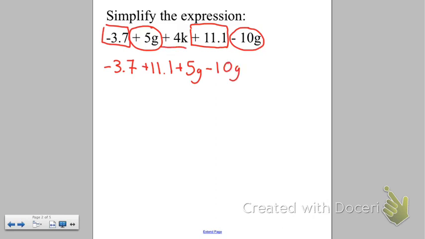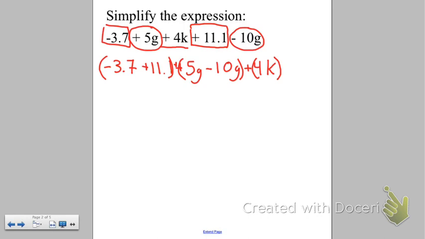And then I have this plus 4k. Even though the plus 4k doesn't have any like terms, it is still a part of my expression and needs to be included. Now, I'm going to group my expressions together using the associative property and using parentheses.